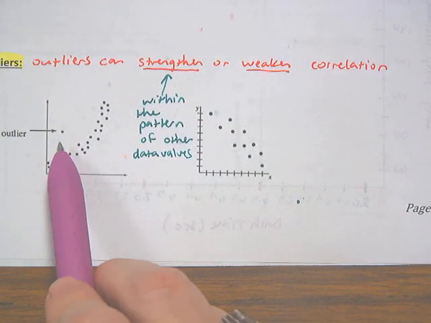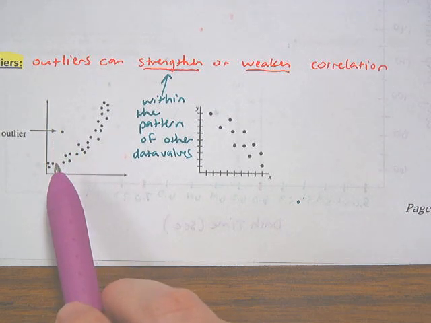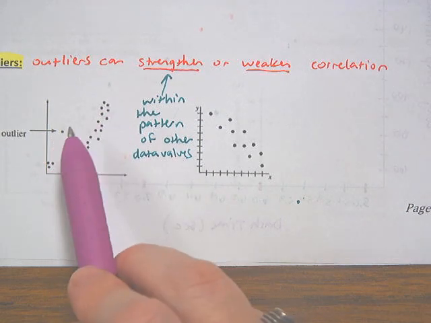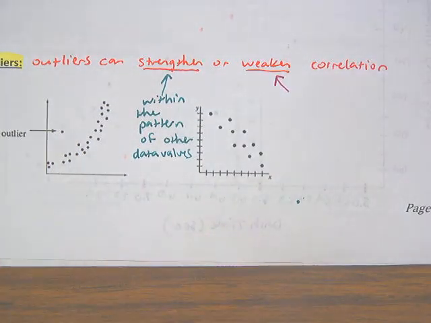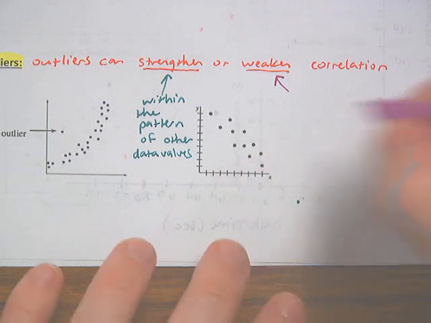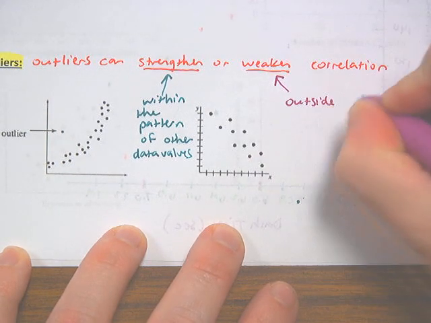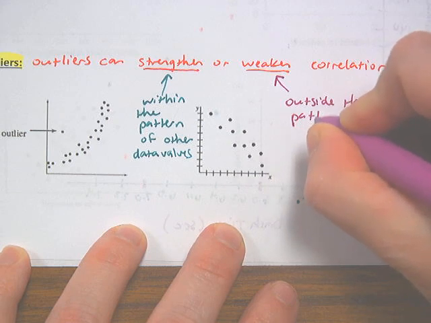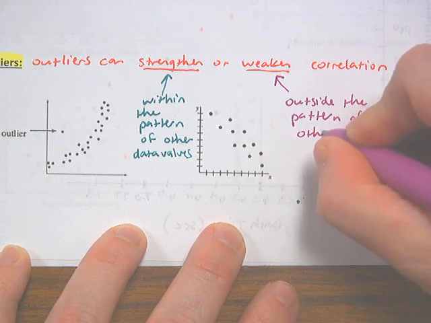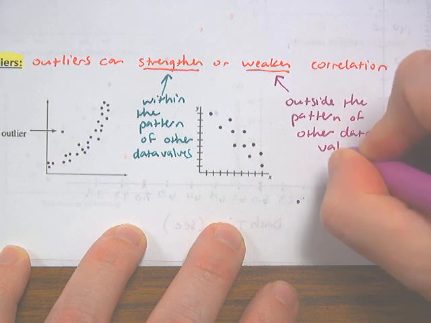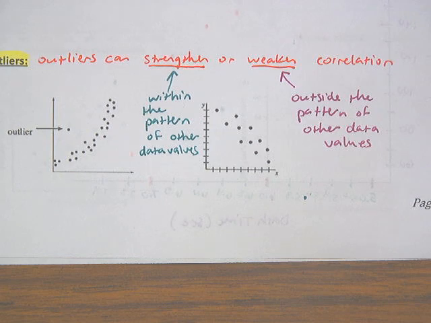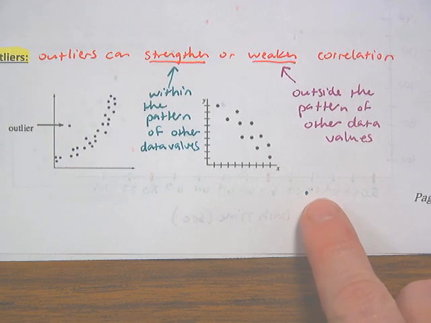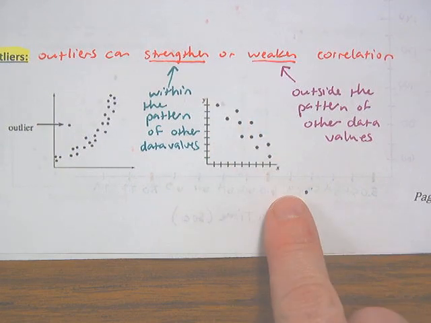If you see this weirdo right here is clearly not in the same pattern as everybody else, so that would actually weaken correlation. So I want you to tell yourself correlation gets weaker if that outlier is outside the pattern of other data values. Outliers don't necessarily throw everything off. Sometimes they fall within line of everything else, and they can actually strengthen your data.